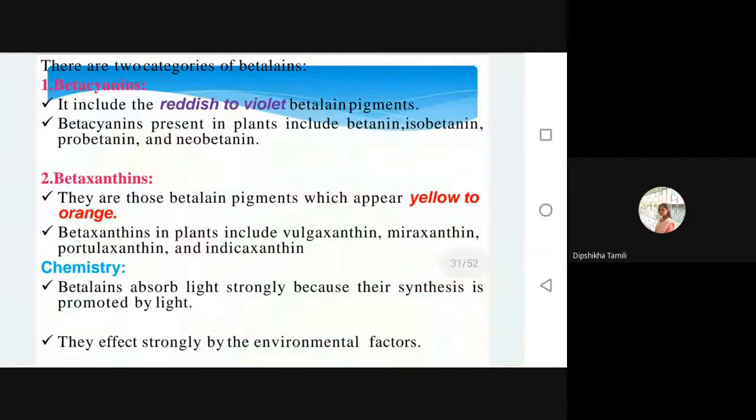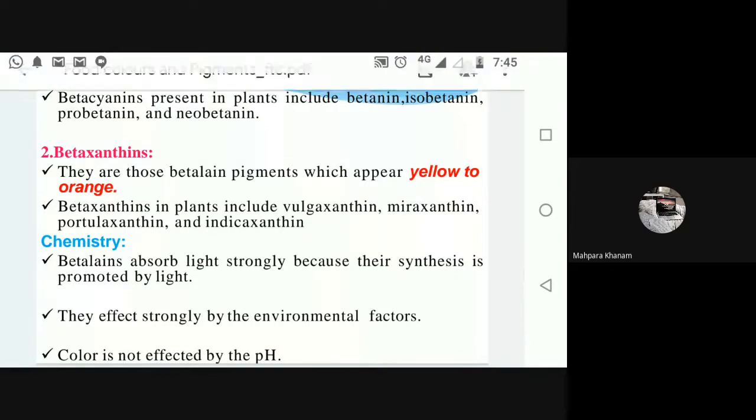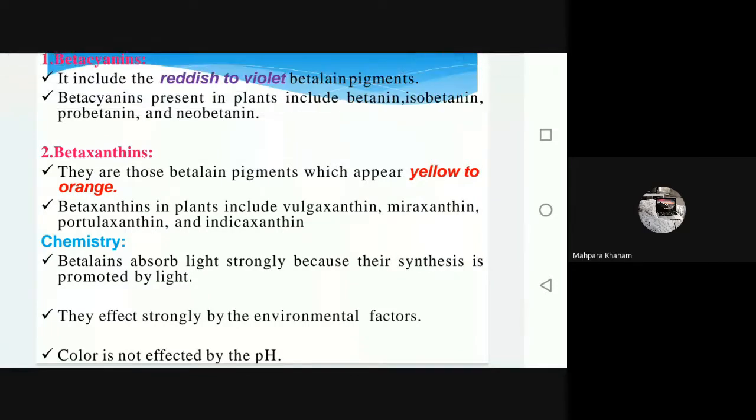So they have given two categories of betalains. What are they? Beta-cyanins and beta-xanthins. What is the color for beta-cyanins? Reddish to reddish violet. And what is the color for beta-xanthins? Yellow to orange.